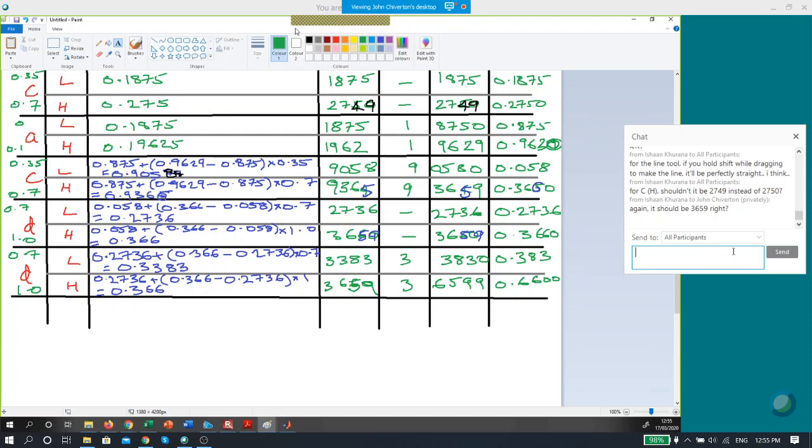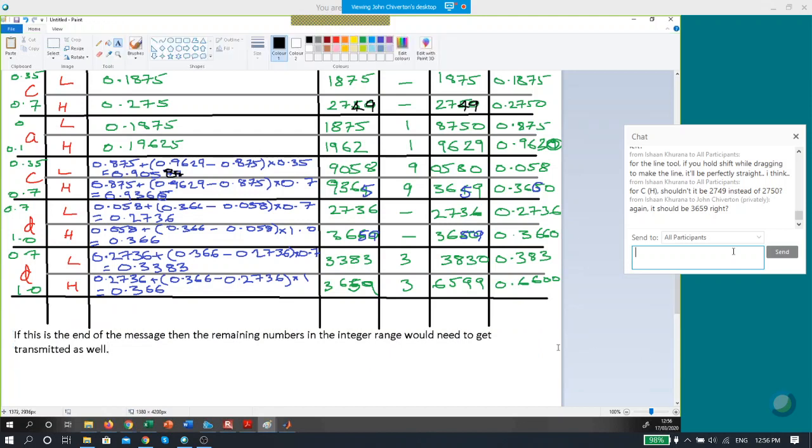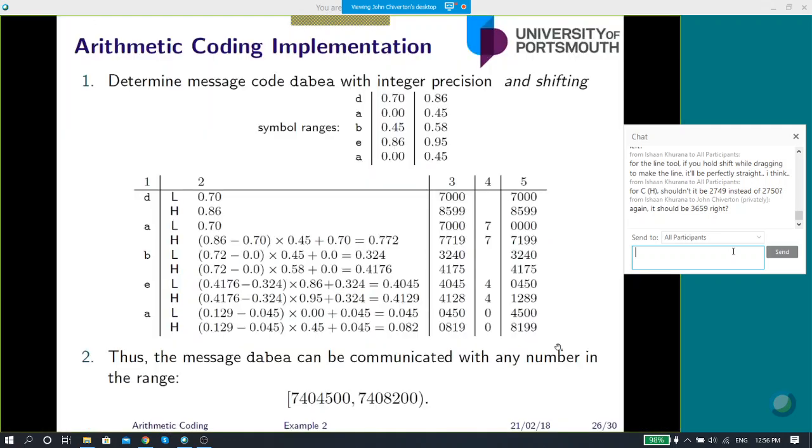So put a quick note there to say if this is the end of the message, then the remaining numbers in the integer range would need to get transmitted as well. So, okay, hopefully that makes sense. Let's go back to the slides then.